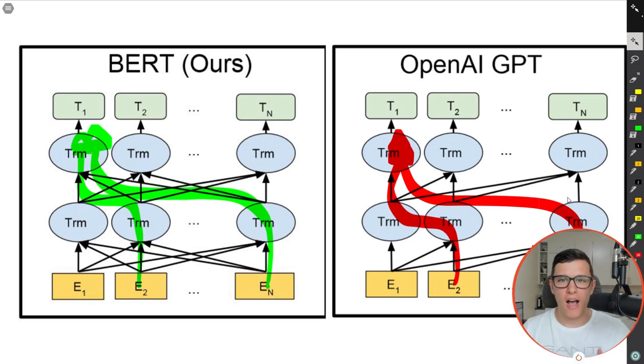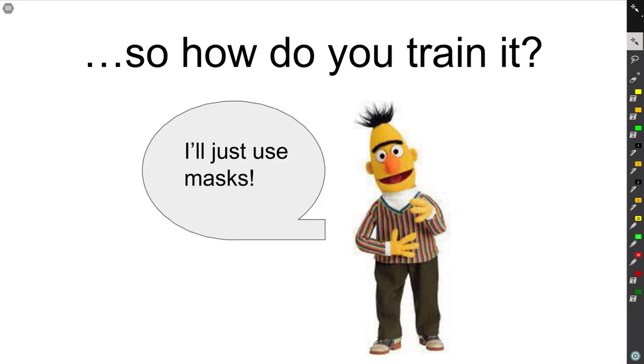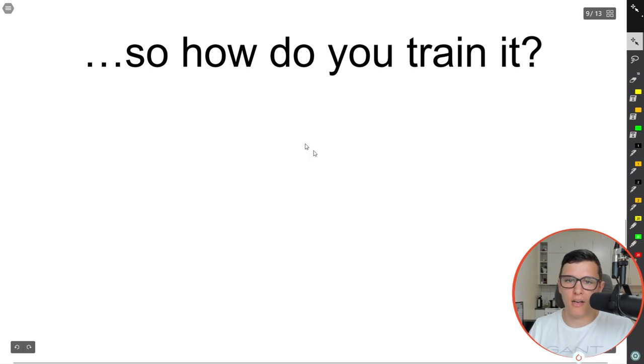And so you can imagine that this causes problems like we just discussed. So how do we actually train this? Perhaps to make this clear, this is how the situation has kind of unfolded right now. I'm going to use bidirectional encoders. This is madness. Don't worry, I'll just use masks. Always use masks. That's probably not what he meant, but let me try to explain what he actually meant.